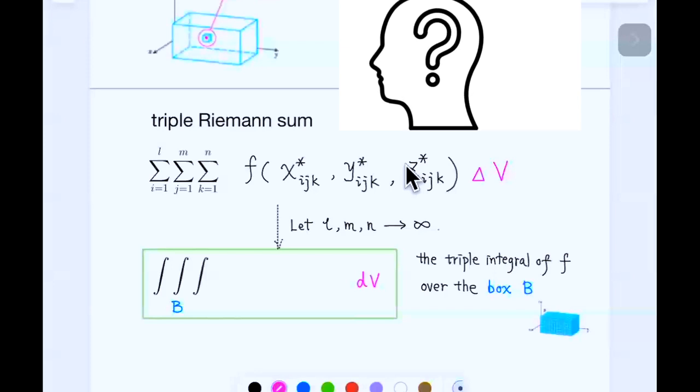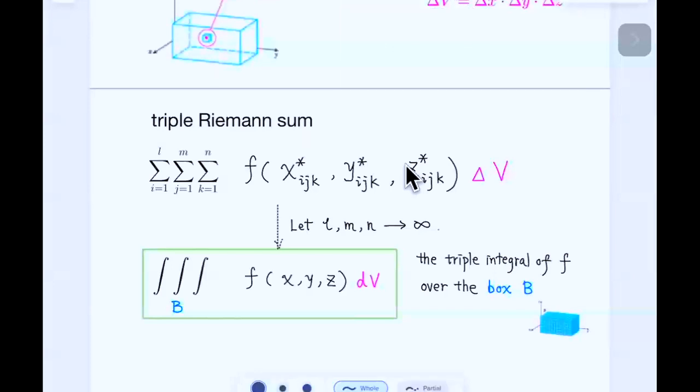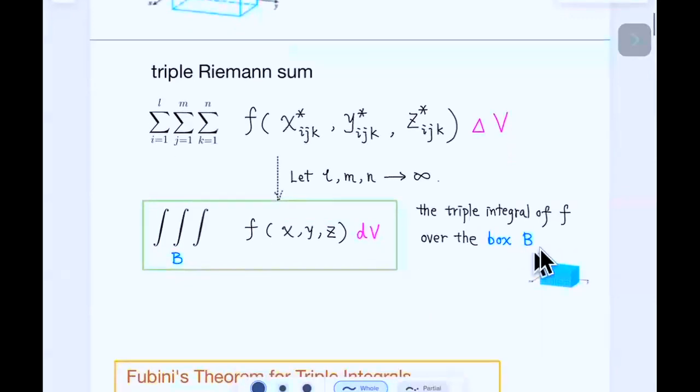Yes, you got it. So that will be f of x, y, and z. This is called the triple integral of the function over this box B. So over the box. Remember, the function is acting on this box, and we try to find the triple integral of the function over this box. Think about it as the domain for the function, this box.